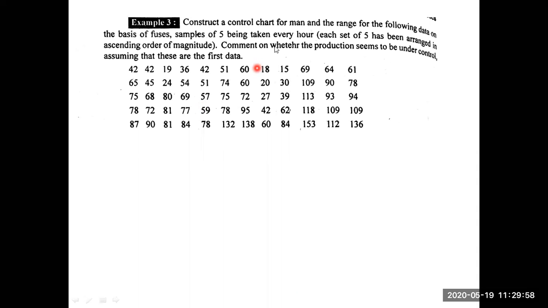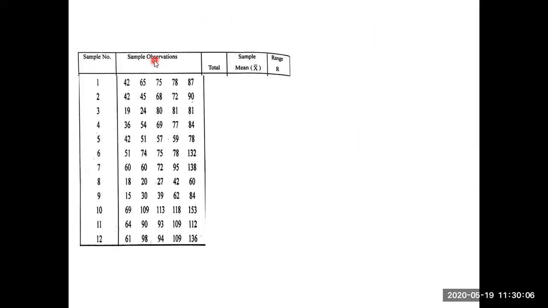Similarly, we have one more problem. Now he has given raw data. Now we have to find this out. So he has given sample observations. In sample one, how many observations do we have? 5 observations are there. So sum these. 347 you are going to get.